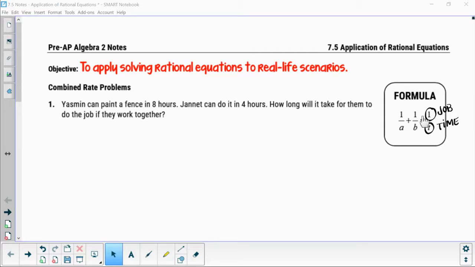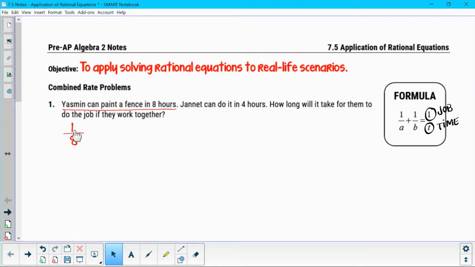Now, what's going to happen is you're not going to be changing the numerators. You will adjust the denominators to reflect how long it typically takes a person to do whatever job your question asks of. So for number one, Yasmin can paint a fence in 8 hours. So she can paint one fence in 8 hours, one job. Jeanette can do it in 4 hours. So she paints her one job in 4 hours. How long will it take for them to do the job if they work together?